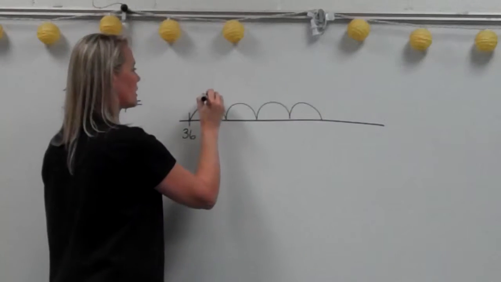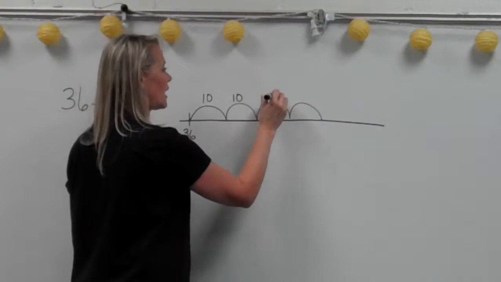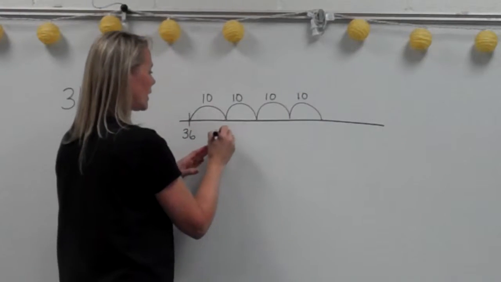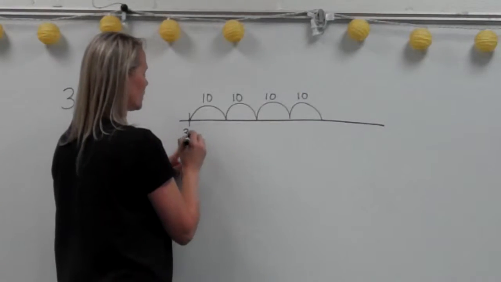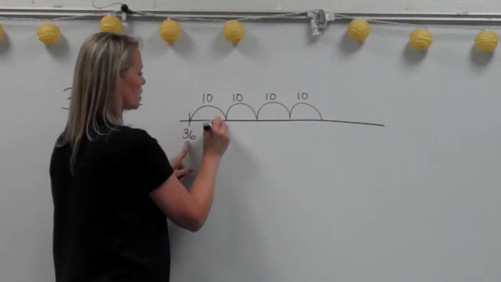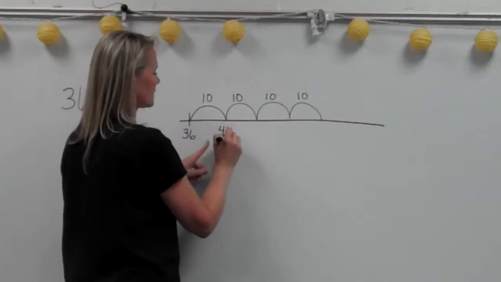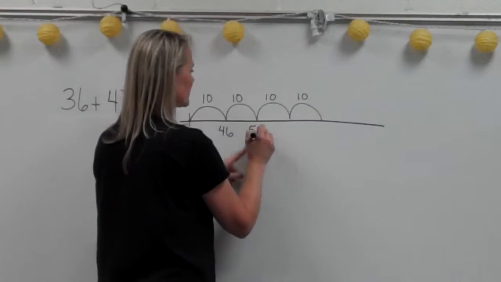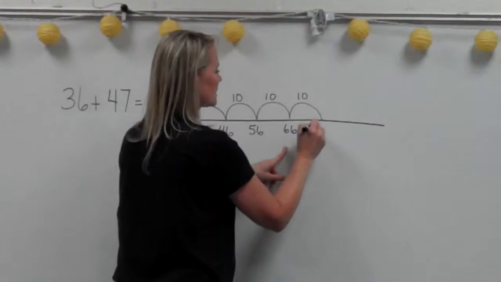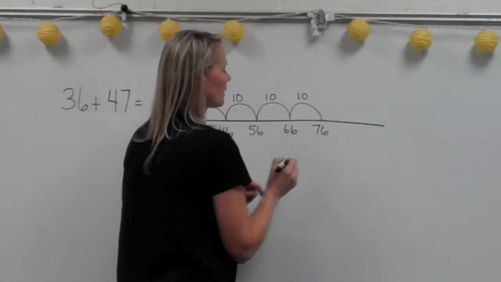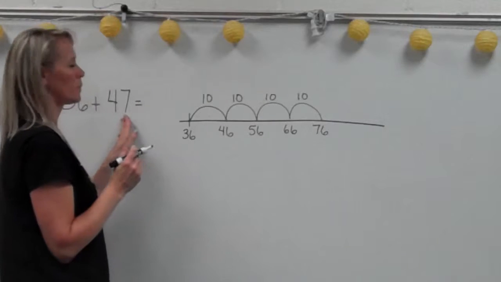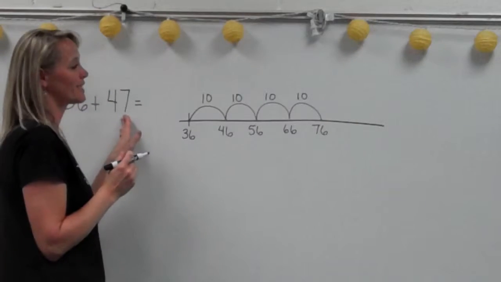It's very important with the number line that you label both the top, which is your jumps, and the bottom of the number line, which is where you land. So if I start on 36 and I jump 10, I land on 46. 10 more, 56. 10 more, 66. And 10 more, 76. Then the next thing we would do is jump by our ones, which is 7.